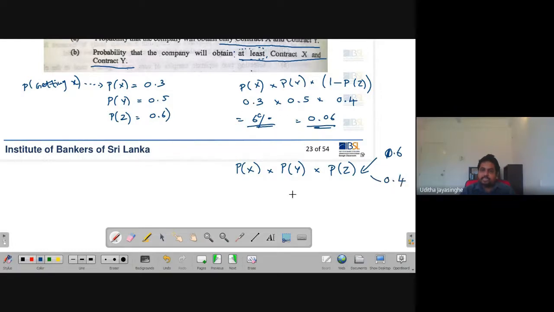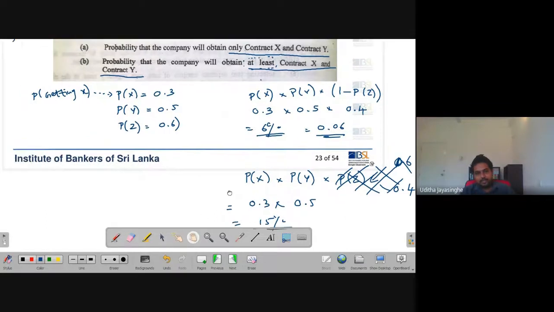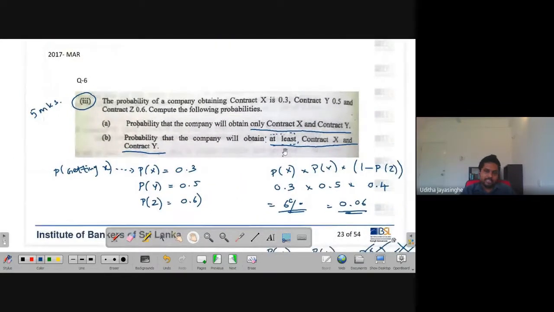So the word "at least" suggests I'm not going to really care about the contract Z, isn't it? So I don't mind. I will only look at the probability of X and probability of Y getting into my hands. 0.3 into 0.5 is going to be 15%. See, that's how you argue in this particular question.